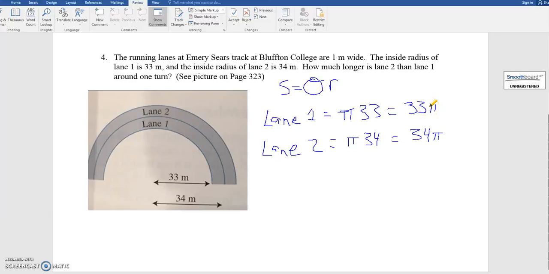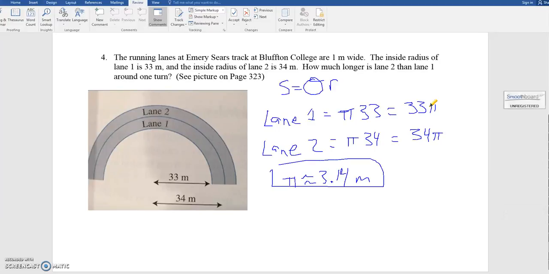So you need to think about how you would subtract that. The pi is kind of like our variable right now. I have 34 apples. I'm going to take 33 apples away. I'm left with 1 apple in the end. So my answer is going to be just simply pi, which we all know is about 3.14, and that would be in meters. That would be our answer.